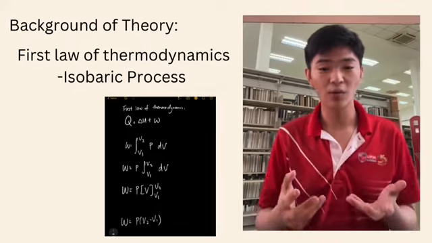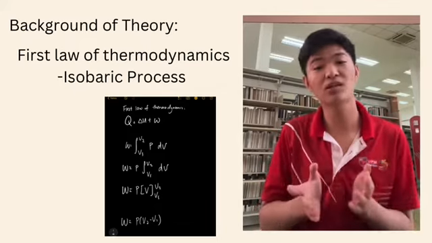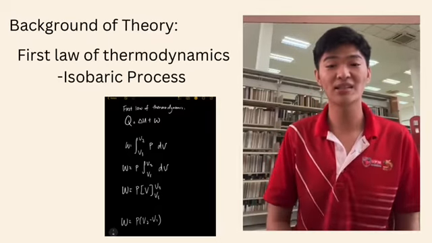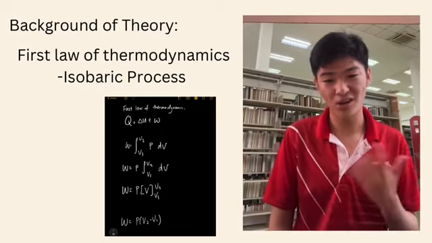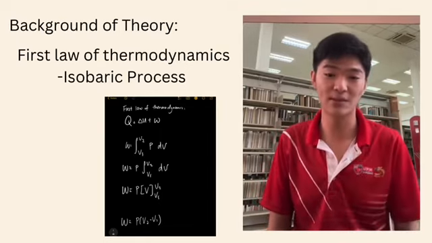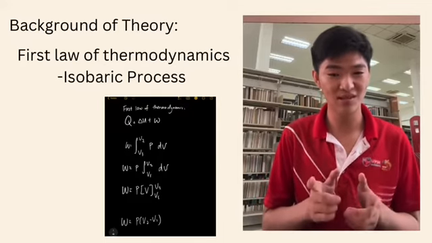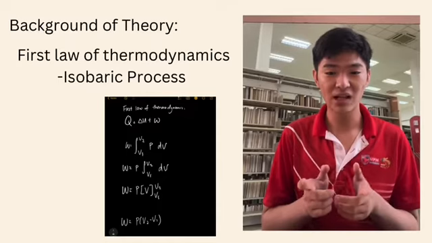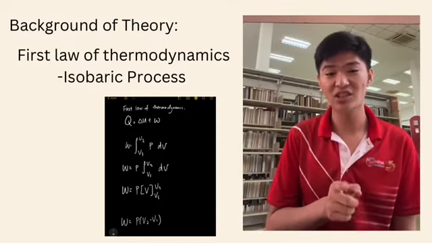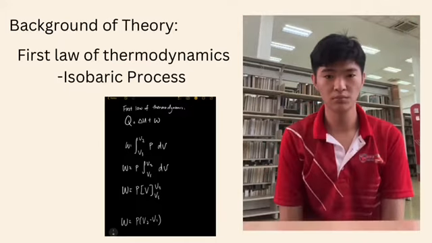Mathematically, we can express the first law of thermodynamics with this formula: Q equals W plus delta U, where Q is the quantity of heat supplied to the system, W is the work done on the system or delivered out from the system, and delta U is the change in internal energy of the enclosed system.